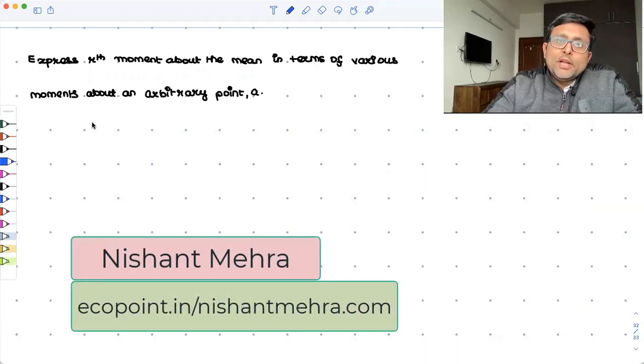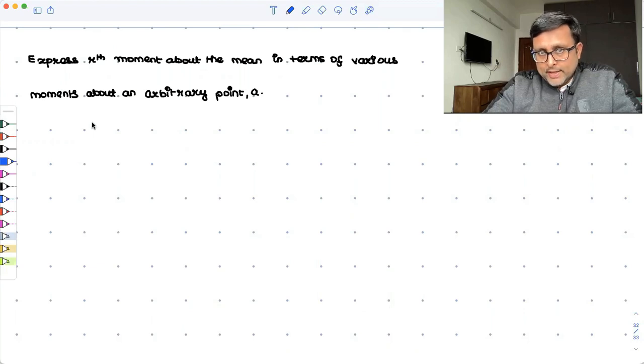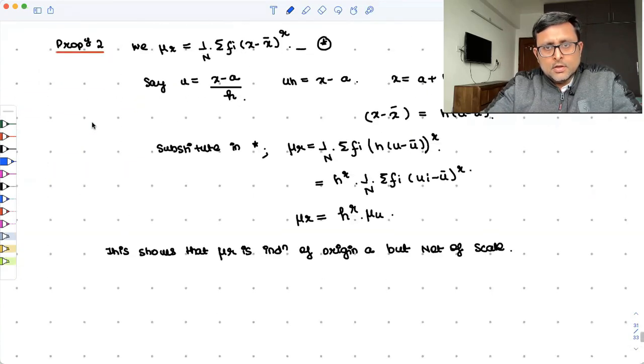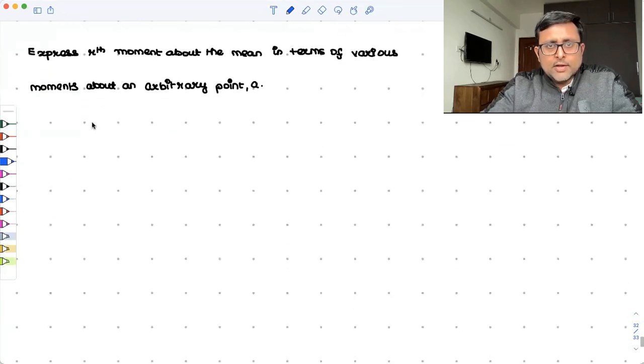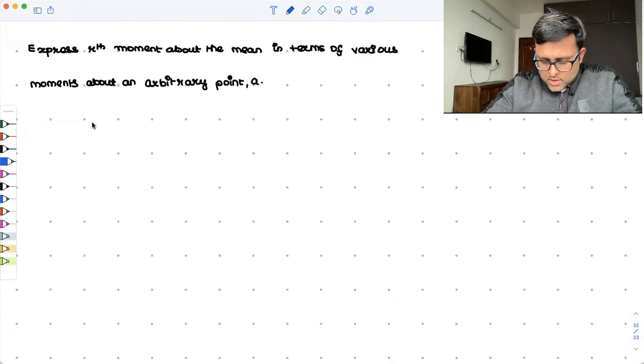Express rth moment about mean in terms of the various moments about the arbitrary point A. Again, we have been talking about moments around origin, moments about mean, and moments about some arbitrary point also. And we've talked about two properties of moments as well in the earlier class. So this is what we talked about. Now, let us just try to derive this. So I'll do it in two ways.